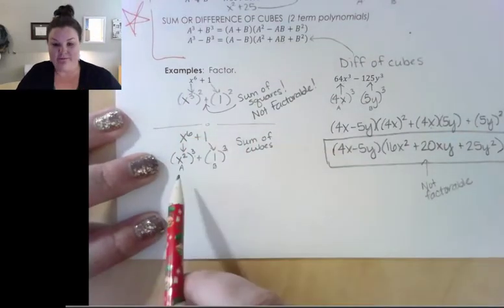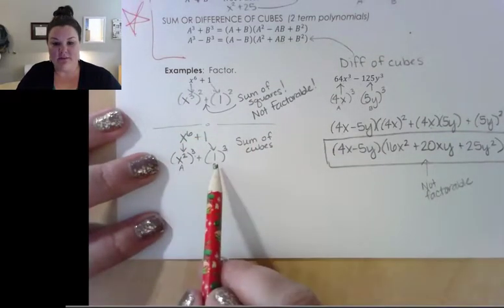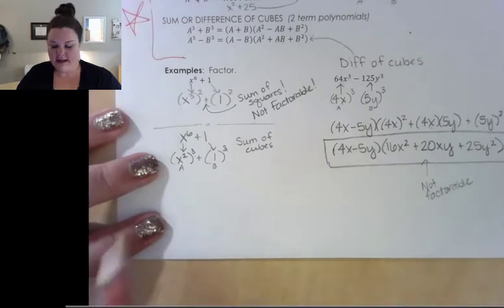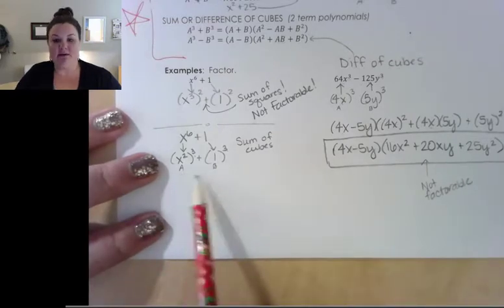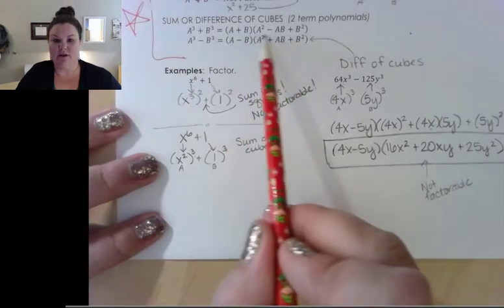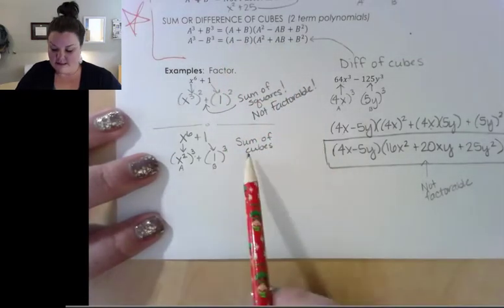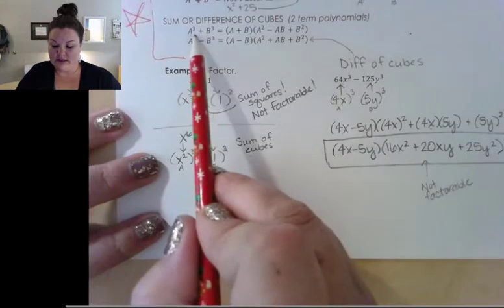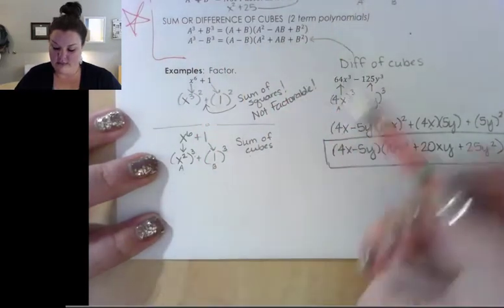So my first base is x squared, my second base is 1. Okay, you don't have to label these with A and B. The reason I'm doing that is just so that you know where we're plugging these in the formula up here. Okay, so this is a sum of cubes, so we're going to use the sum of cubes formula. Okay.